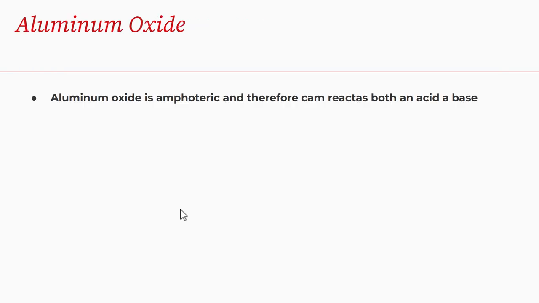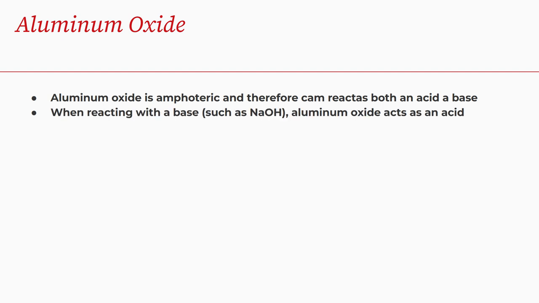So to talk about aluminum oxide, it is amphoteric, and therefore it reacts as both an acid and a base. Ignore this typo. When it reacts with a base, such as NaOH, it acts as an acid. So we can see this reaction here, where aluminum oxide reacts with NaOH and water, and it neutralizes the base and creates this salt here.